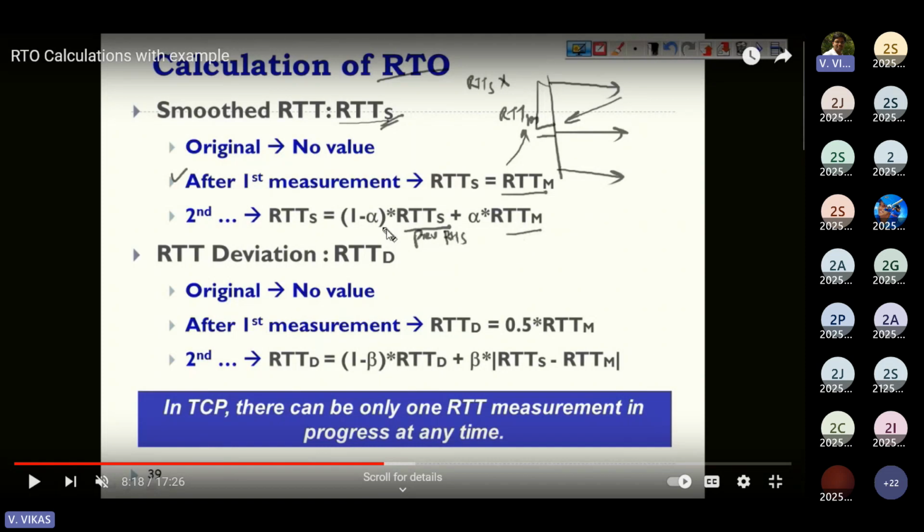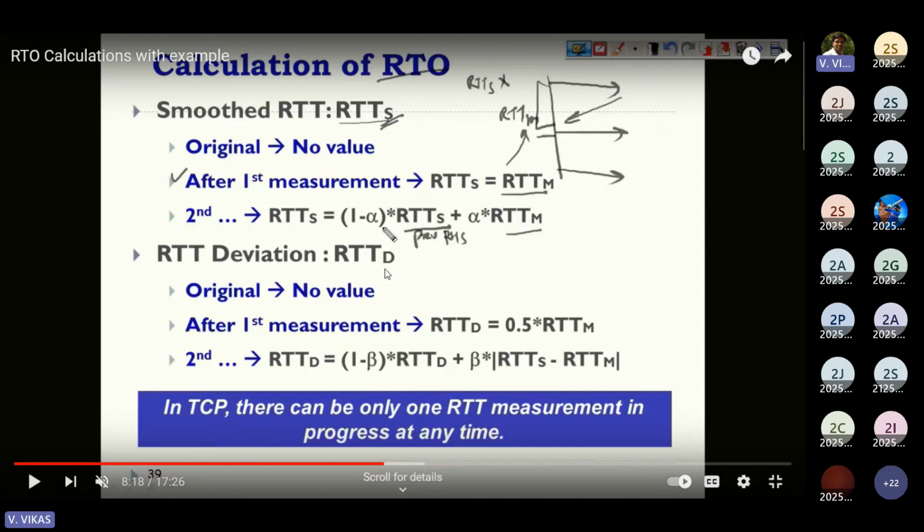1 minus alpha multiplied with RTTS. Previously I may have some value, let us say 10. That 10 I am going to consider for RTTS, and presently I have some RTTM value. That value I am going to multiply with half. We said weighted average of RTTS and RTTM, right? So based on these two things, we consider the present smoothed RTT value.